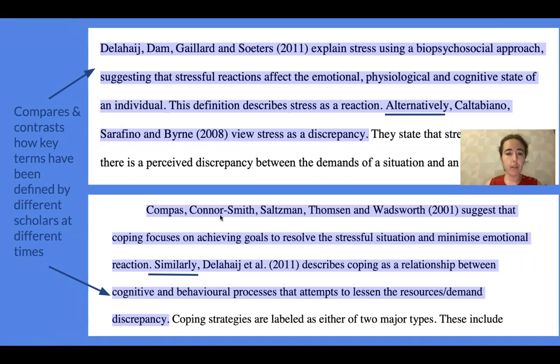Here we have a comparison. So these authors suggest coping focuses on achieving goals. Similarly, signal phrase, these ones describe coping as a relationship, right? So, here are some examples that you can look at to see how another student not only summarized the research they read, but also made a connection between them using these linking words like alternatively, which shows a contrast, or similarly, which shows a similarity.